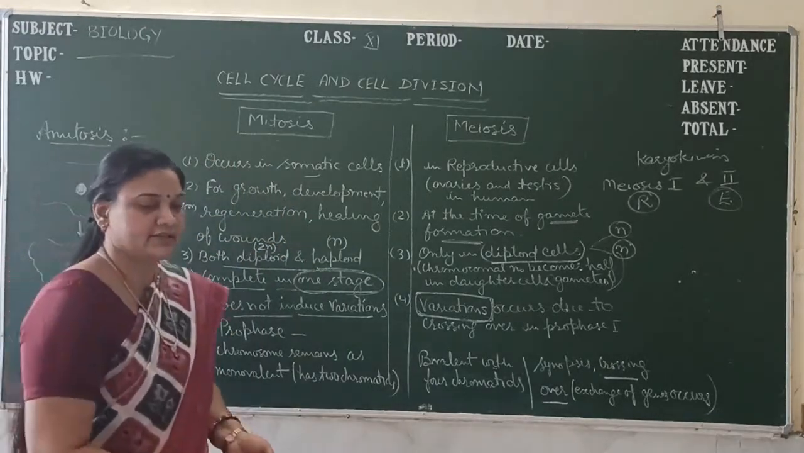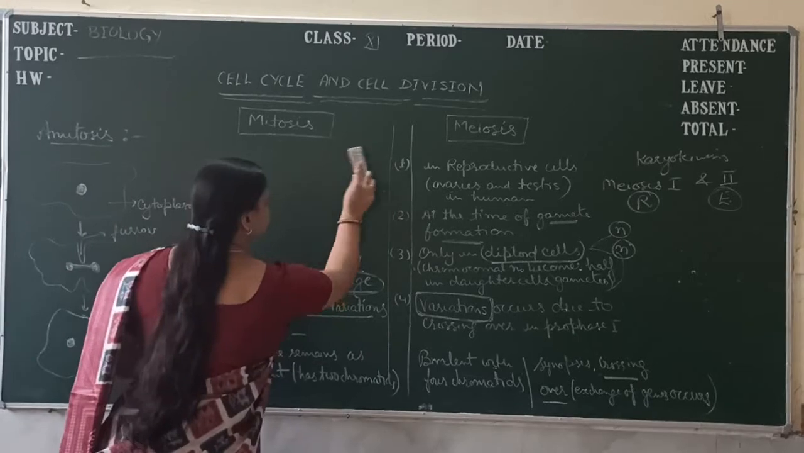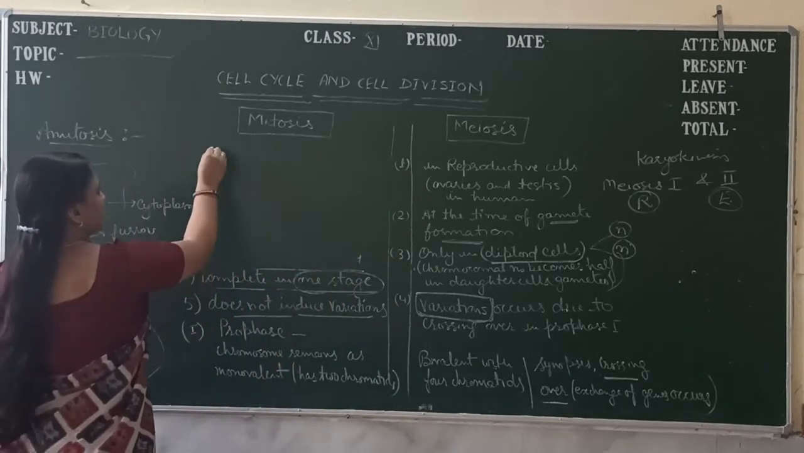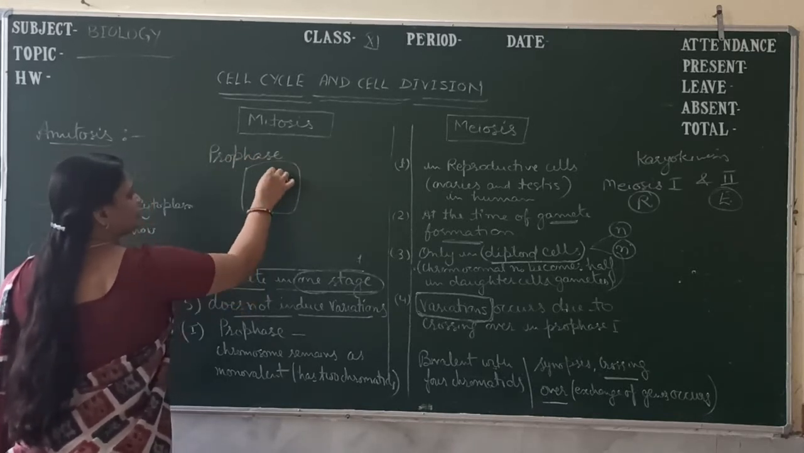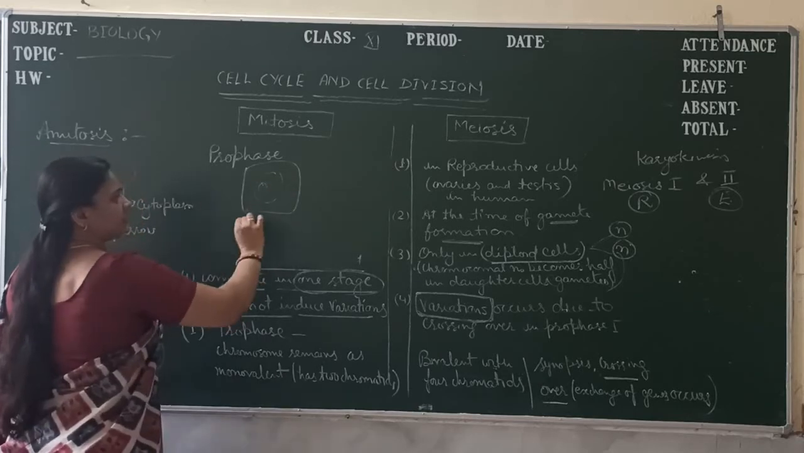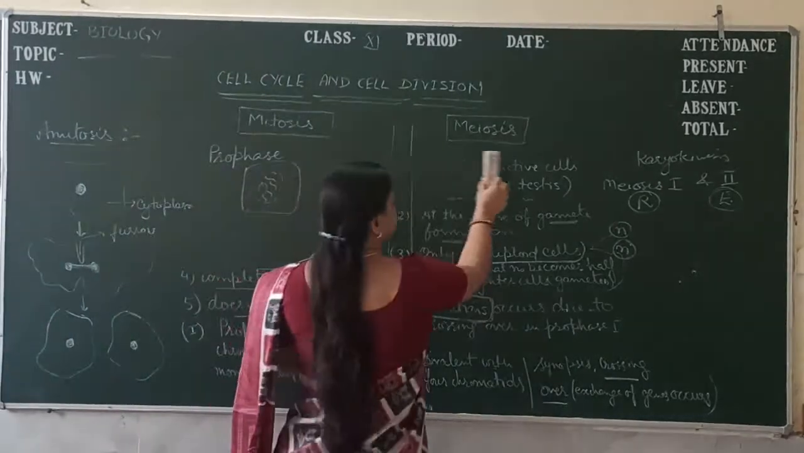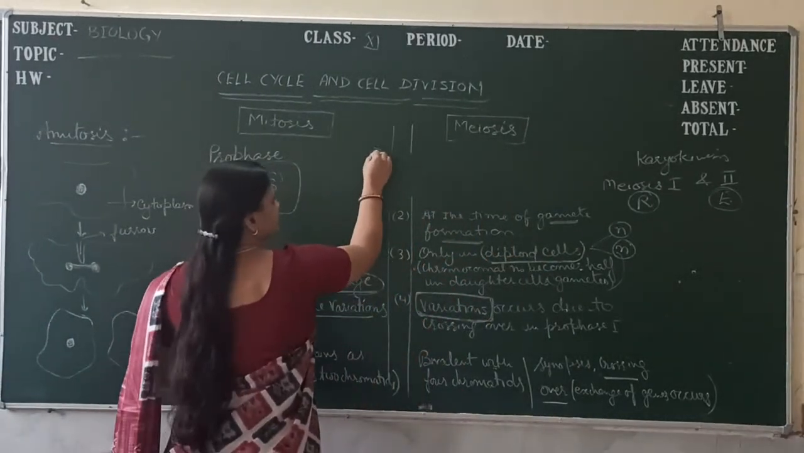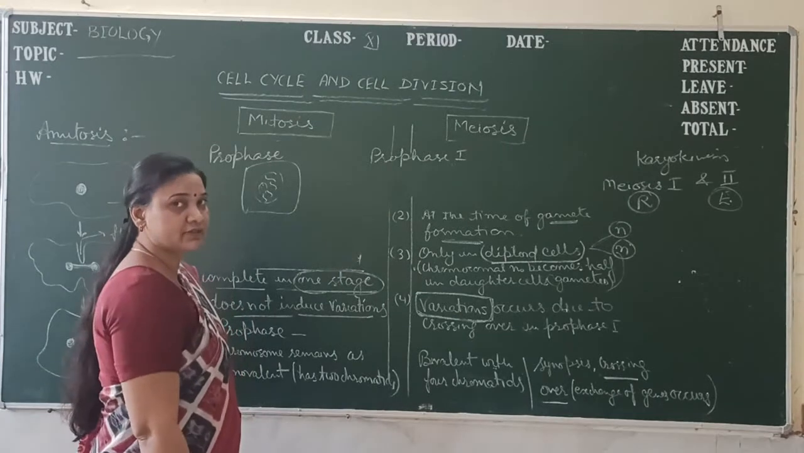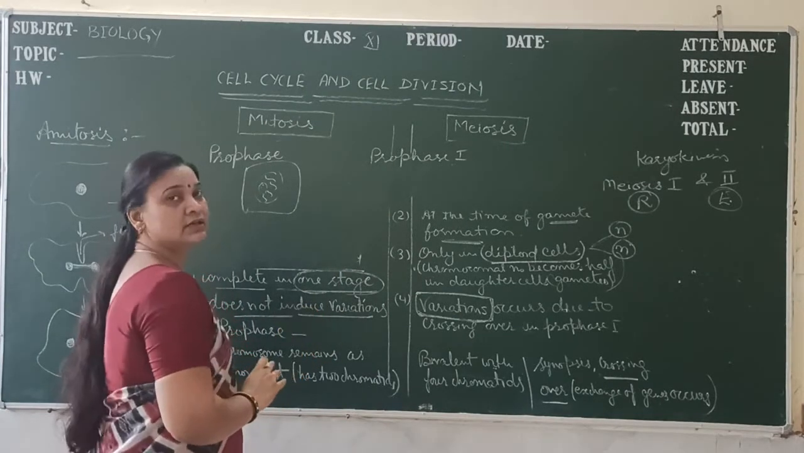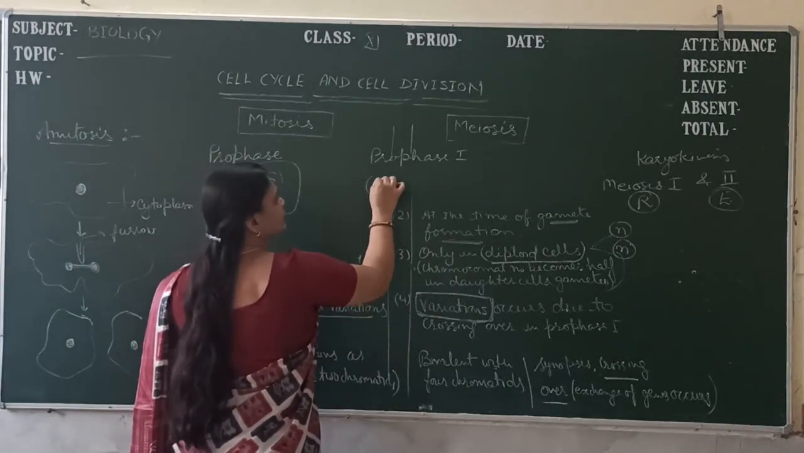Now we come to the different stages of mitosis and meiosis. The first is prophase. In the prophase of mitosis, the nuclear membrane and nucleolus disappear and the chromatin network converts into chromosomes. But in meiosis, in prophase first, it is divided into 5 substages. What are the 5 substages? Leptotene, zygotene, pachytene, diplotene and diakinesis. And in these 5 substages, crossing over occurs.